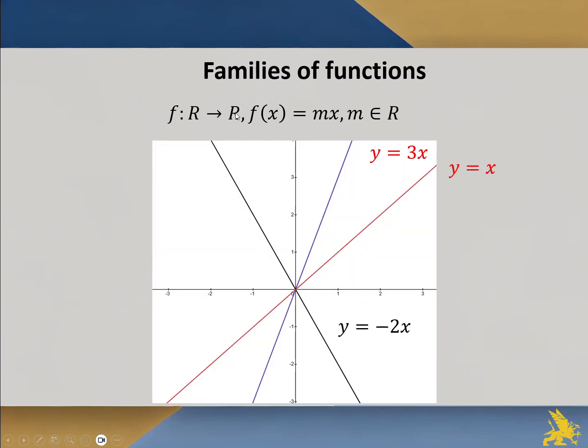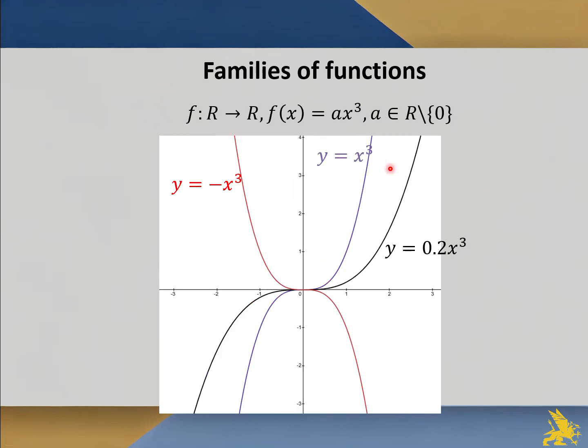I just put up on the screen the family of the function mx, which is linear. So m is all real numbers and they've all got the intercept on the y-axis at 0, but the gradient is just changing. So they are a family.